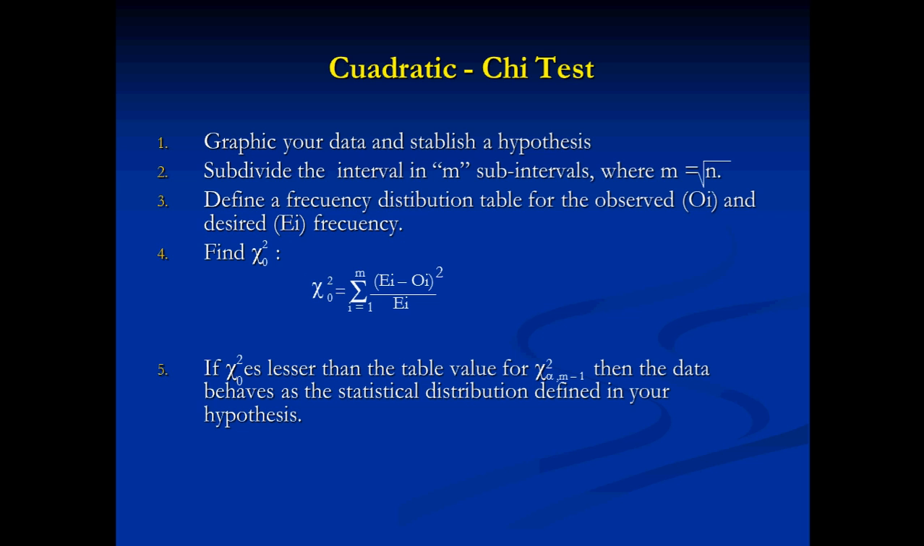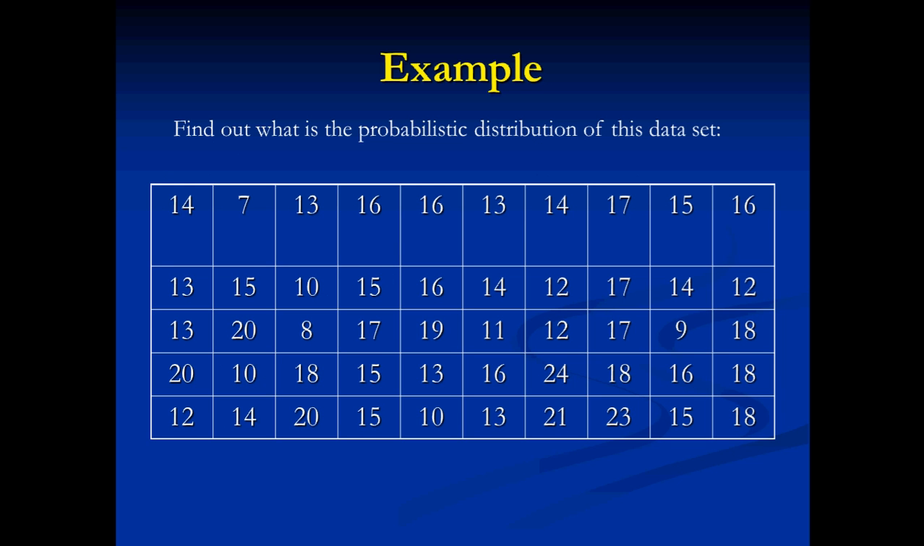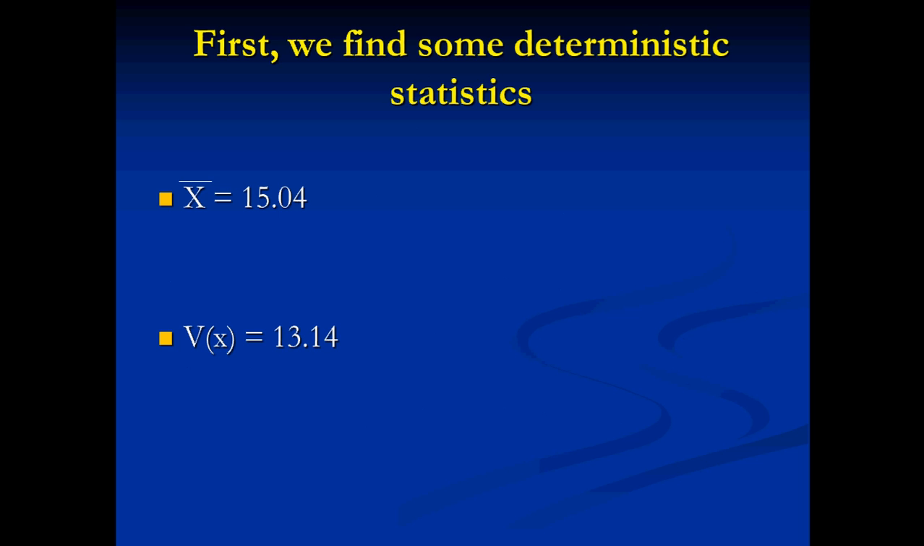So let's begin with an example. We have this set of data. There are 5 rows and 10 columns. So we have 50 numbers here, 50 random variables that we need to know where they come from or what kind of probabilistic behavior they have. First, we find some deterministic statistics like the average and the variance of this set of data.